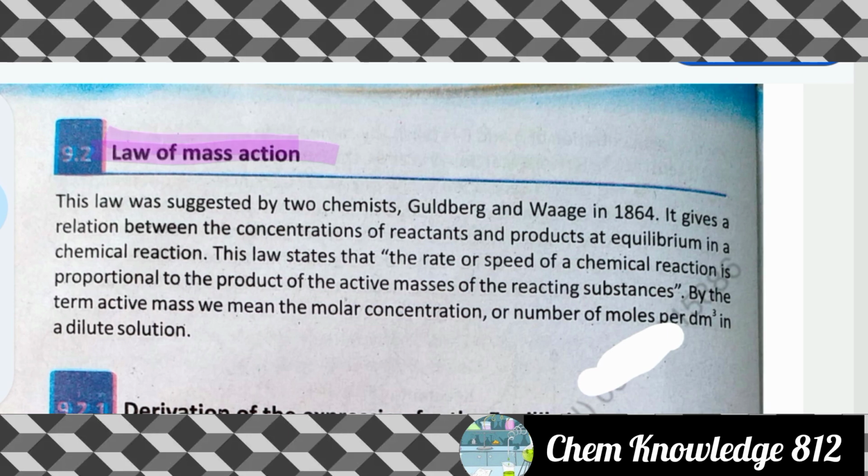that law of mass action, this law was suggested by two chemists, Goldberg and Vogt in 1864. It gives relations between the concentration of reactants and products. At equilibrium in a chemical reaction, this law states that the rate or speed of a chemical reaction is proportional to the product of the active masses of the reacting substances. By the term active masses, we mean the molar concentration or number of moles per liter or cubic decimeter in a dilute solution.